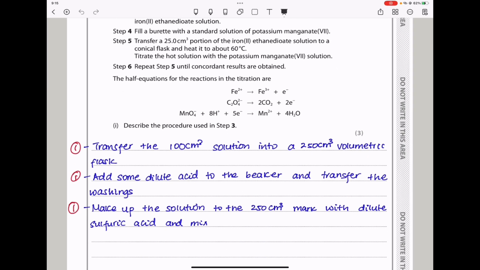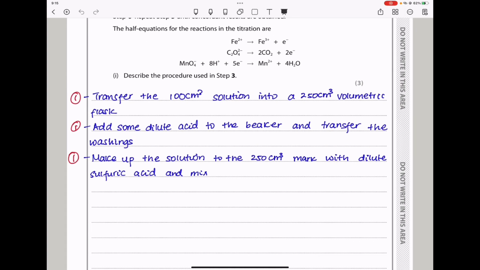So I said transfer the 100 centimeters cubed solution into a 250 centimeters cubed volumetric flask, and then add some dilute acid to the beaker and transfer the washings. Then make up the solution to the 250 centimeter cubed mark with dilute sulfuric acid and mix in order to create a uniform solution. So moving on.